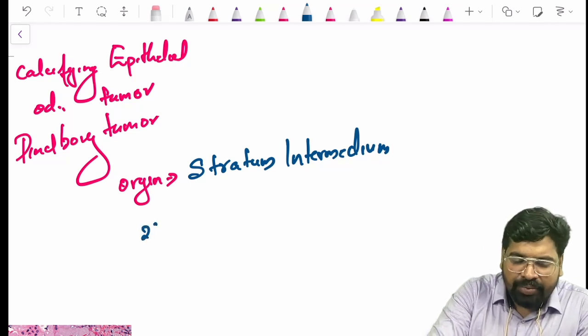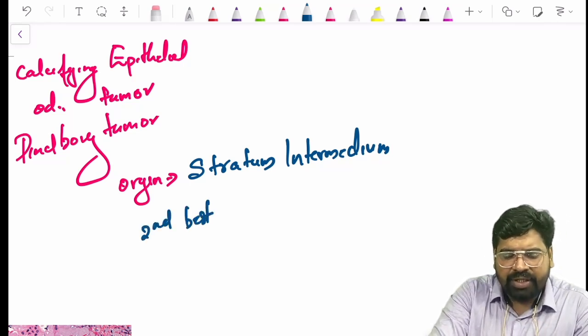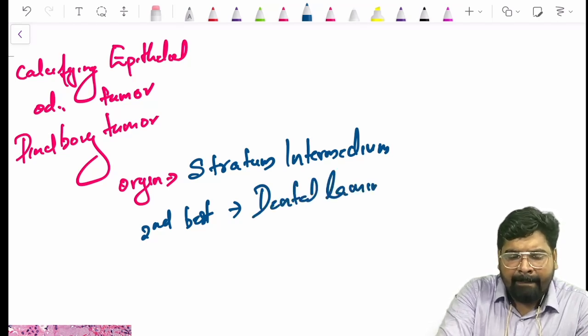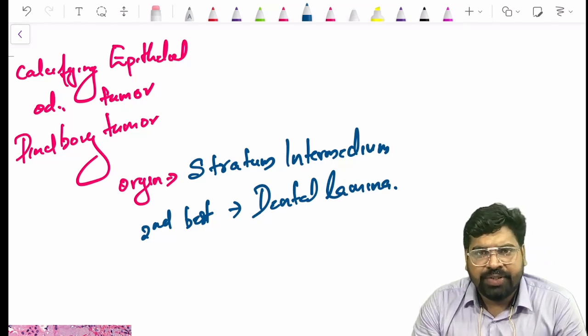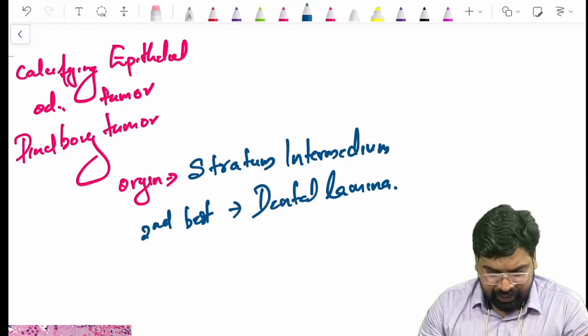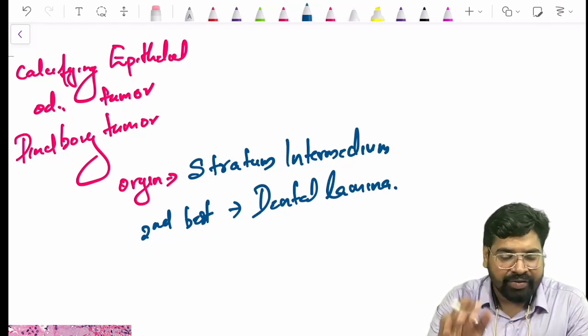If stratum intermedium is there in the option, you should go for stratum intermedium. The second best option is the dental lamina. The first best option for the origin of CEOT is considered to be the stratum intermedium. So that is about CEOT's origin.